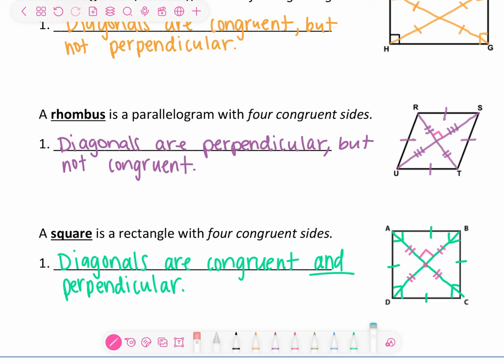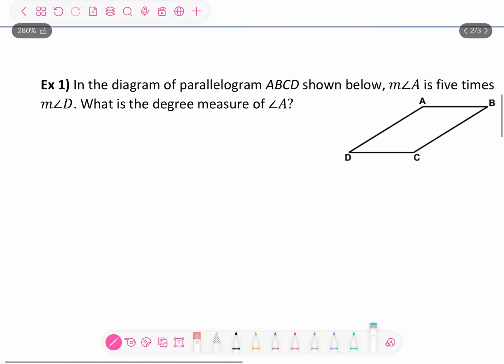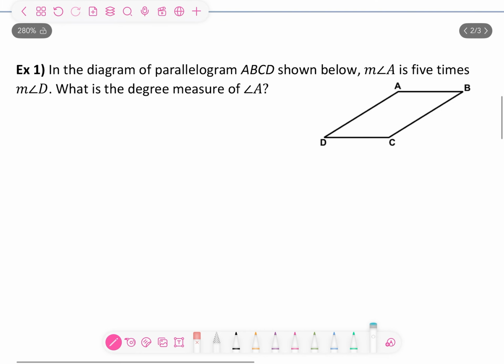So now we can actually work out the questions. Example 1: In the diagram of parallelogram ABCD shown below, measure angle A is 5 times measure angle D. What is the degree measure of angle A? Okay, so let's figure out how to begin this. First of all, the diagram is of a parallelogram, and then it talks about angles.